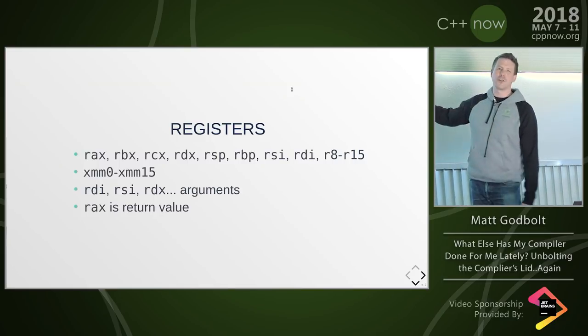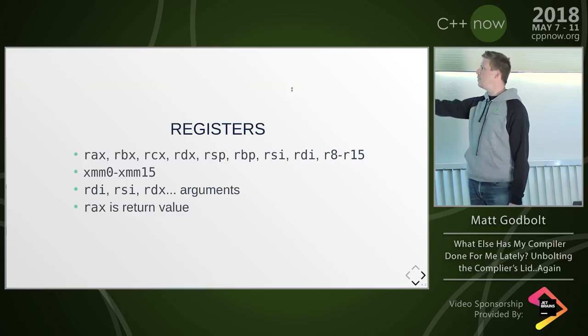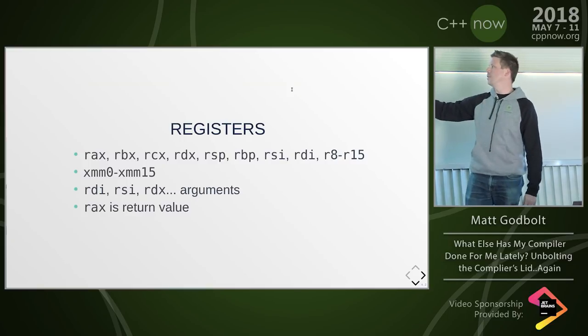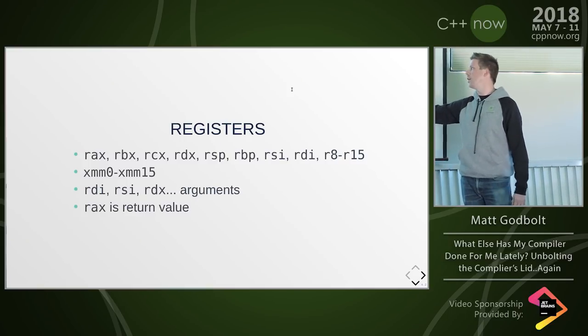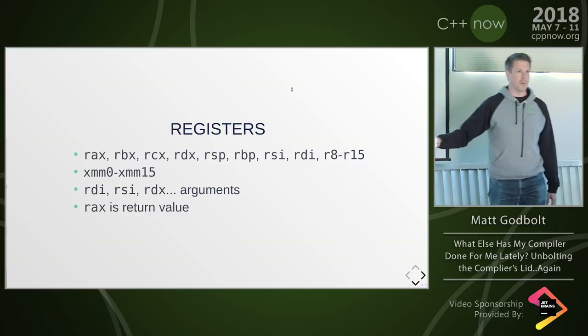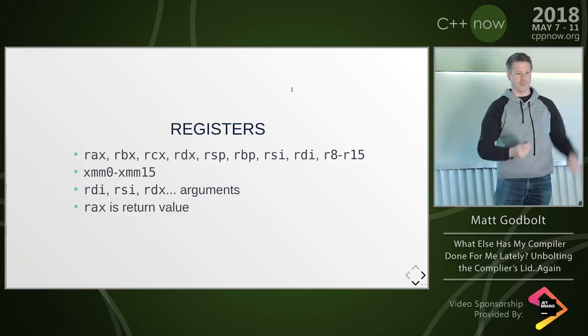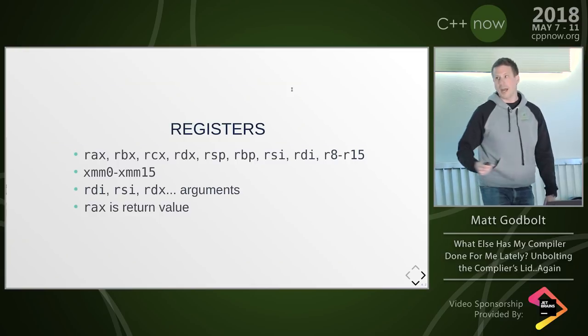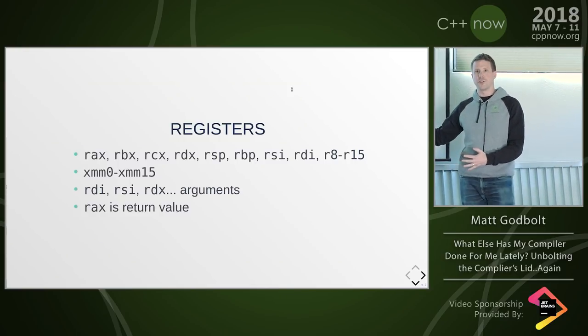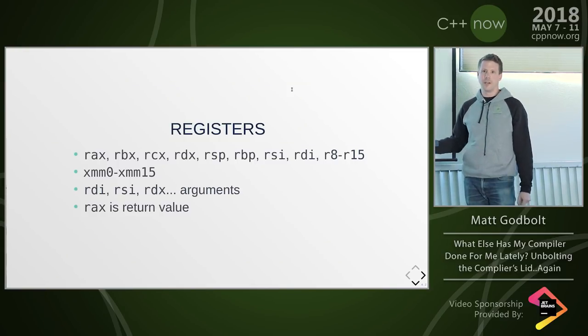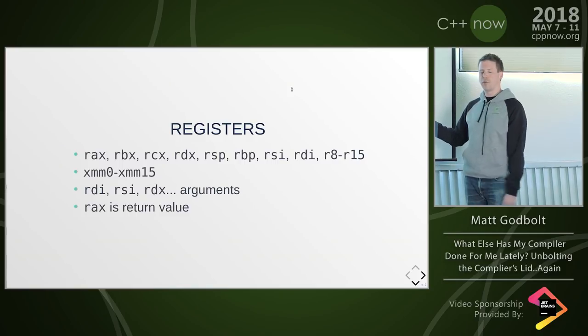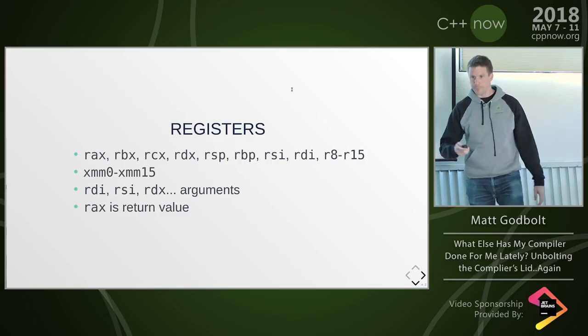So we've got a bunch of registers. The main thing I'm going to point out is that the arguments to functions come in RDI and RSI and RDX. I never remember this. I have it printed out and stuck to the side of my monitor so I can remember which argument goes where. And when you return from a function, the caller is expecting you to have put, at least for integer values, your result into RAX.